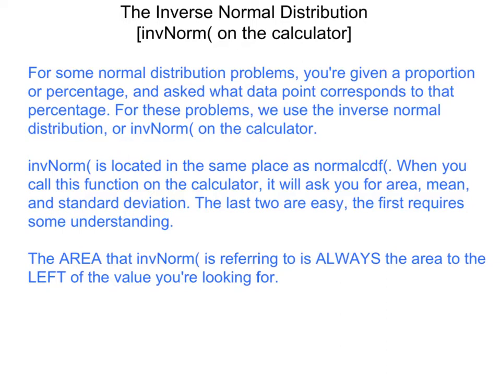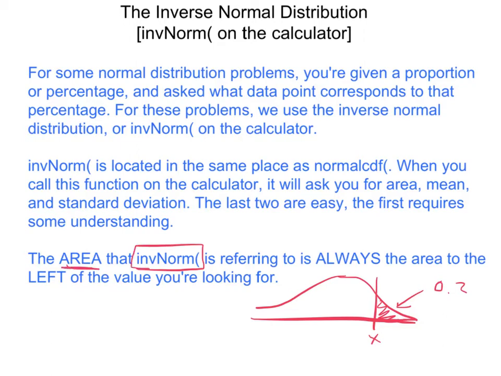So if they give you a problem and they say like, oh, the top 20% of students are selected for a special honor. Well, that's great. 20% of students are above some value x. If you're going to use INV norm, the area that you're referring to will always be the 0.8. It'll be the area that's to the left of that x value that you're trying to find. Okay? So just like I did in the previous video, I'm going to be going through the same 2 examples, the part B of them, from the first video in this sequence. So we'll take a look at those now.